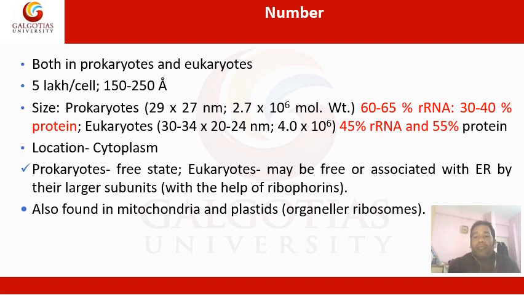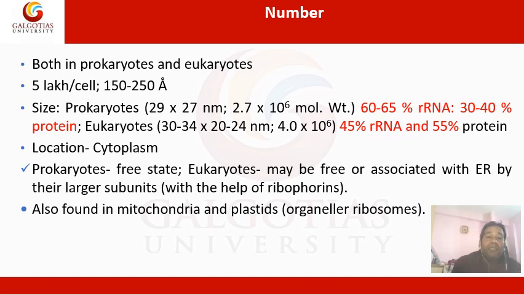It is around 2.7 × 10^6, and the prokaryotic ribosome is mainly formed by the major fraction of ribosomal RNA. It contains around 60 to 65% ribosomal RNA and 30 to 40% protein.